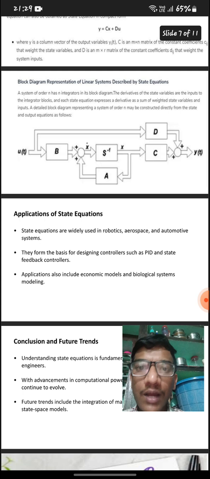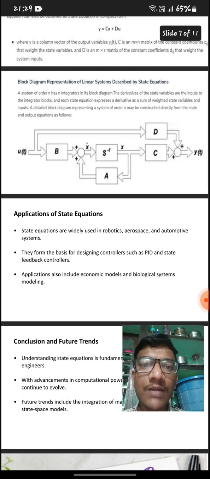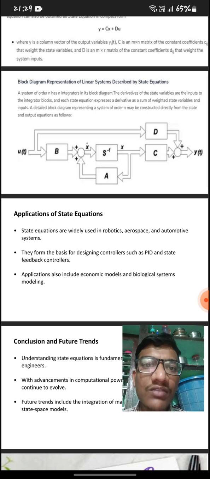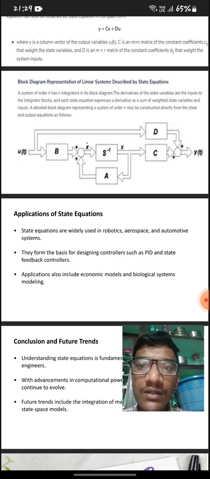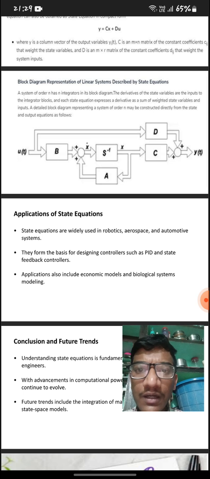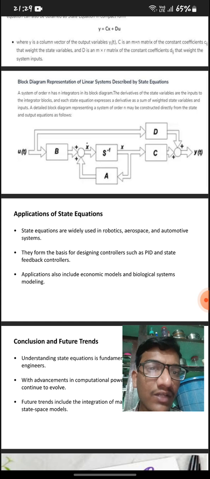Now, the block diagram representation of linear systems described by state equations. A system of order n has n integrators in its block diagram. The derivatives of the system variables are the inputs to the integrator blocks, and each state equation expresses a derivative as a sum of weighted state variables and inputs. A detailed block diagram representing a system of order n may be constructed directly from the state and output equations as follows. Here u of t is the input and y of t is the output.